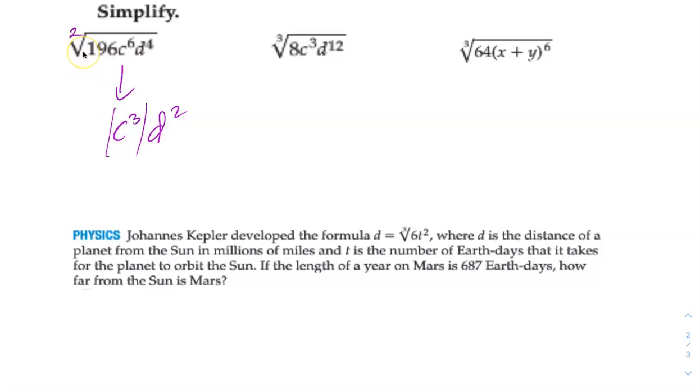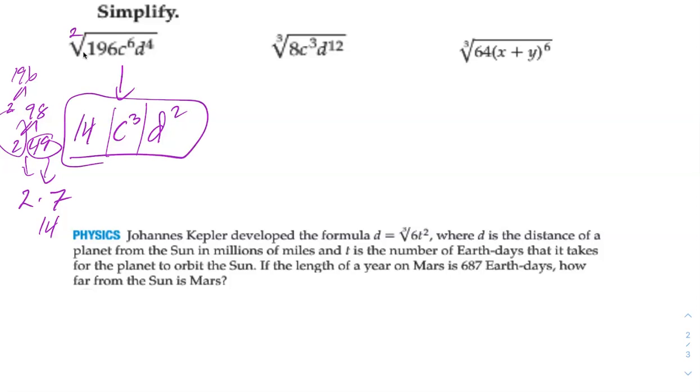So for the square root of 196, if you're not sure, you can just break it down. That's 2 and 98. That's 2 and 49. The square root of 49 is 7. And then we have a pair of 2's, and the square root of that makes a 2. So 2 times 7 is 14. So that is my answer. Hopefully you know the square root of 196 is 14. If not, you can always break it down and do it that way.